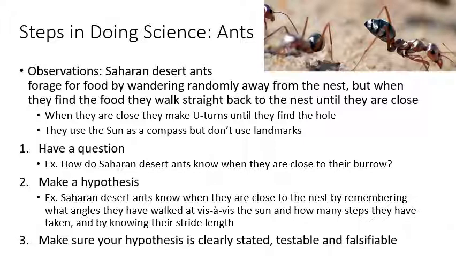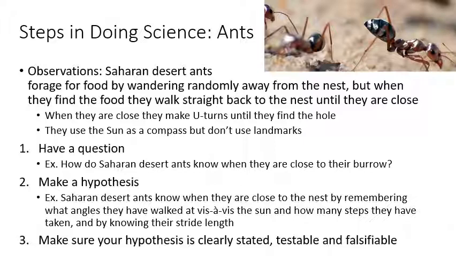So if they're using the sun as a compass, that lets you know how they know what direction they should go in, but how do they know when to stop walking in a straight line? How do they know when to start doing the U-turn so they can make sure they find the nest hole? So the question for this study is just that: how do the Saharan desert ants know when they get close enough to their burrow to start doing the U-turns? Then after you have the question, the next step would be, of course, to make a hypothesis.